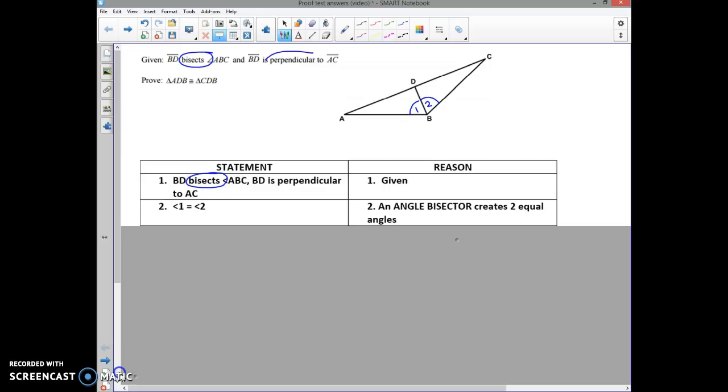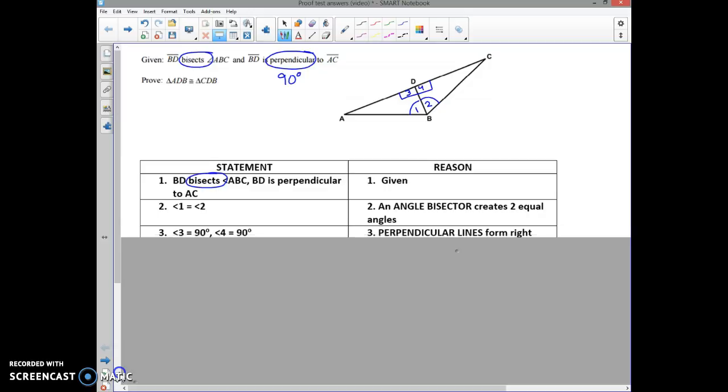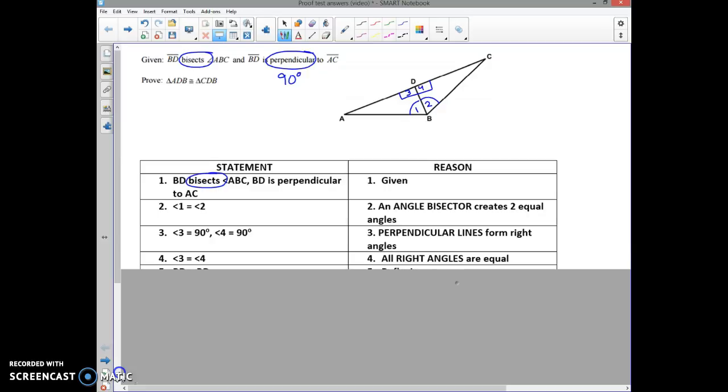The second vocabulary word is perpendicular. Perpendicular means 90 degrees. 90 degrees means that you have two right angles here where BD cuts AC. You need to understand that that one vocabulary word creates two steps. First, you have right angles because perpendicular lines form right angles. Then you know that they're equal because all right angles are equal.